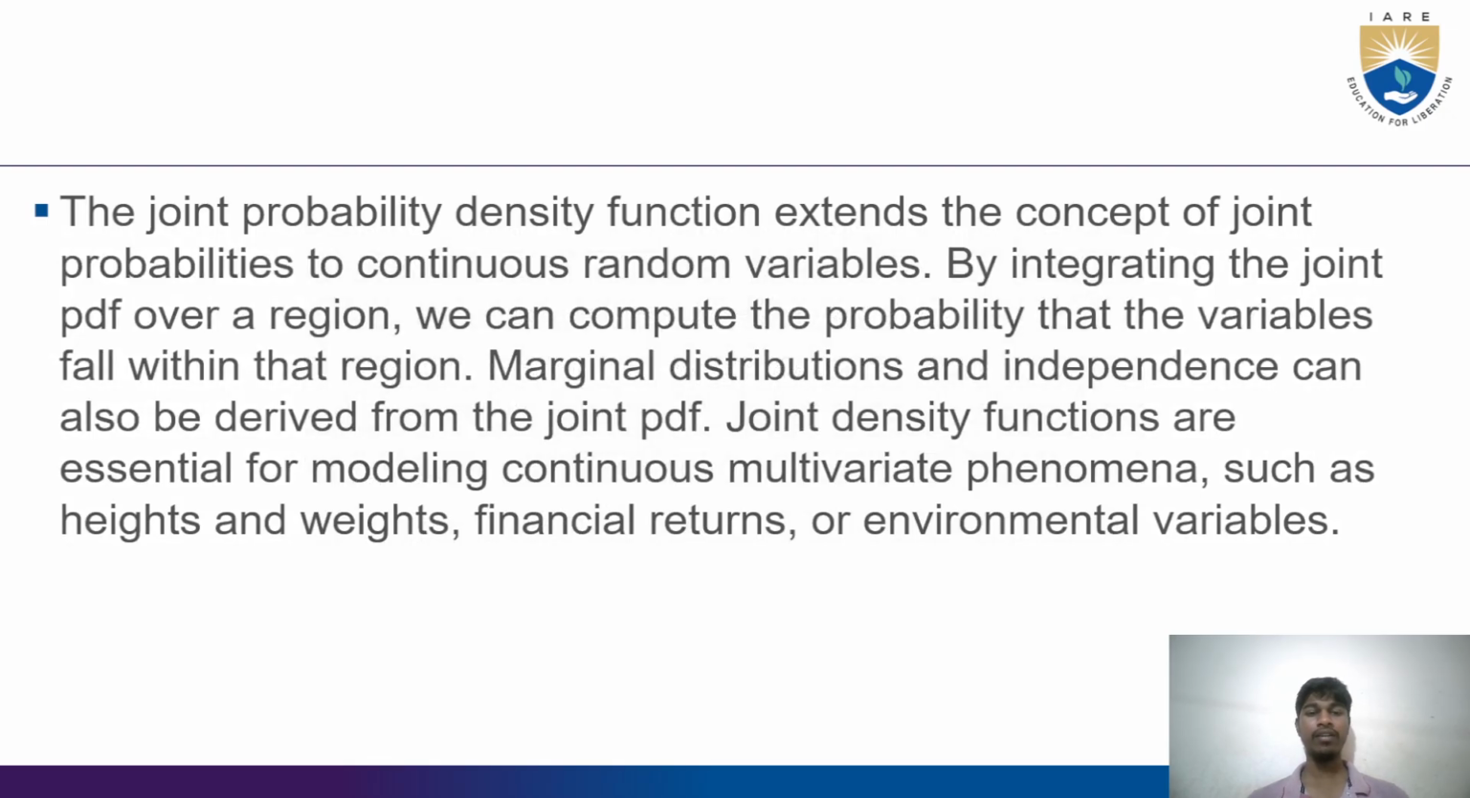The joint probability density function extends the concept of joint probabilities to continuous random variables. By integrating the joint PDF over a region, we can compute the probability that the variables fall within that region. Marginal distributions and independence can also be derived from the joint PDF. Joint density functions are essential for modeling continuous multivariate phenomena such as heights and weights, financial returns, or environmental variables.